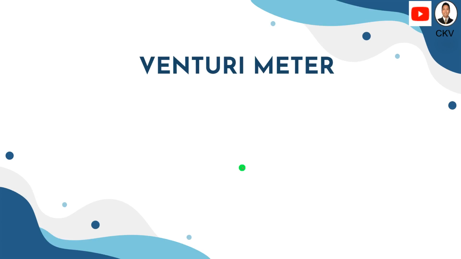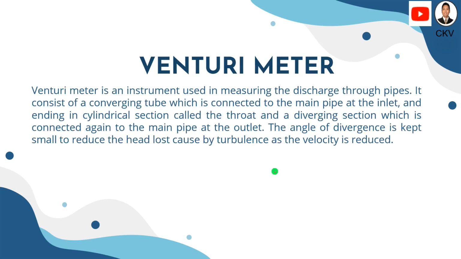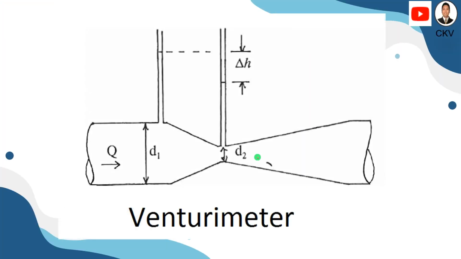So hello, continuation of our lecture in fluid flow measurements. So we discuss now Venturi meter, another device used in measuring discharge through pipes. A Venturi meter consists of a converging tube which is connected to the main pipe or the inlet and ending in a cylindrical section which is called the throat, and a diverging section which is connected again to the main pipe at the outlet. So here's what a Venturi meter looks like.